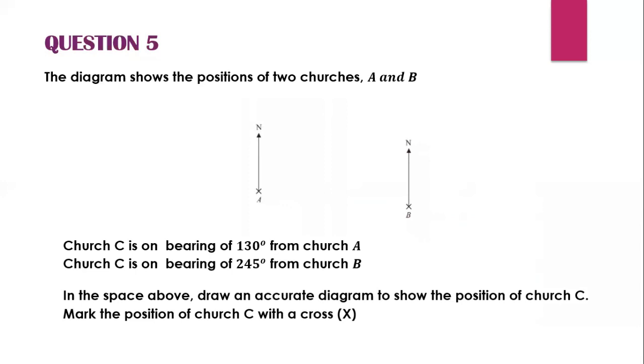Students, try to understand the previous material and try to answer this question 5. The first step is you have to construct the diagram. C is on a bearing of 130 degrees from church A, and C is on a bearing of 245 degrees from church B. Okay, students, good luck.